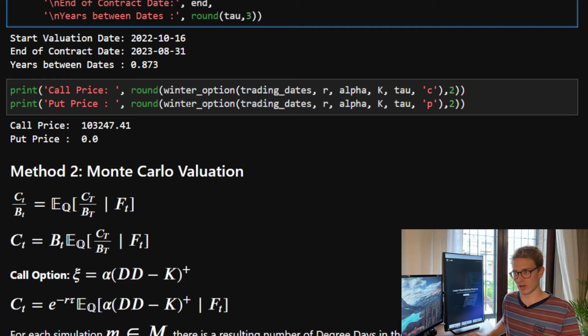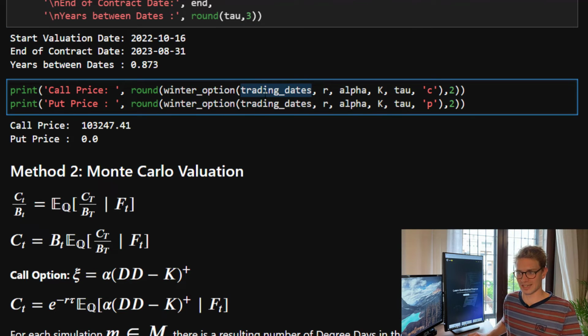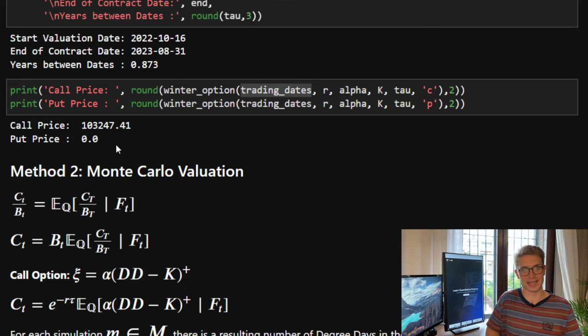Now, if we apply all of those variables that we've just defined into the call price and the put price, you get the following using the Black-Scholes approach. Done, easy, closed form solution. You can use that again and again and again.